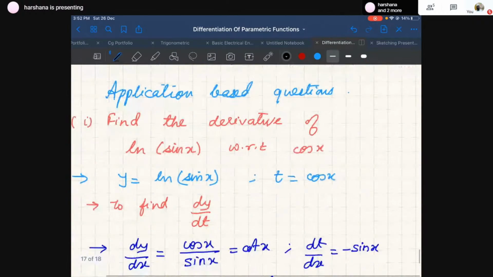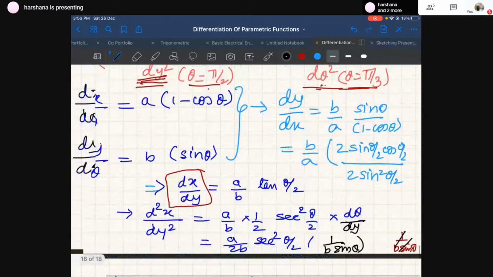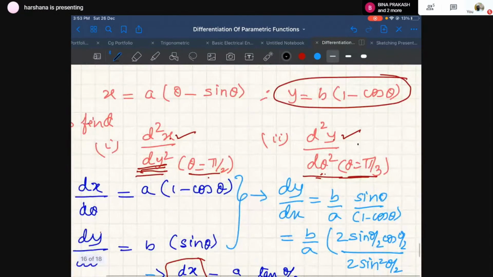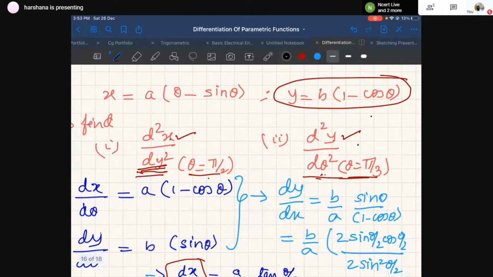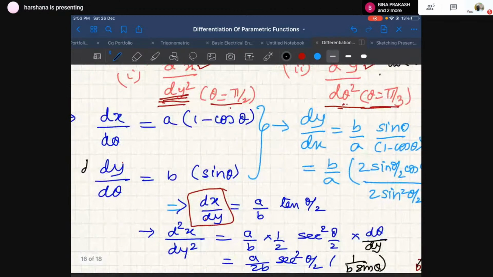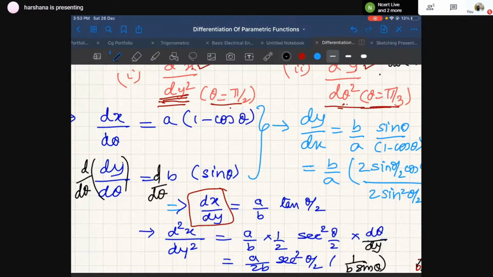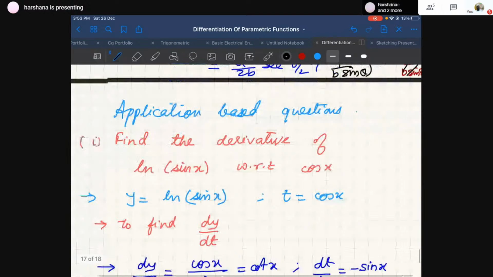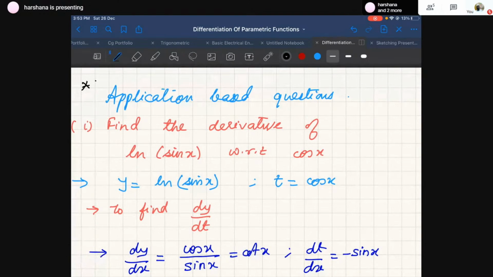Now, what is the application that we have? This part I will look at here. This d2y on d theta square means it's the derivative of dy on d theta, the second derivative of y on d theta. This expression, if you differentiate it once more, will give us the next derivative of y with respect to theta.